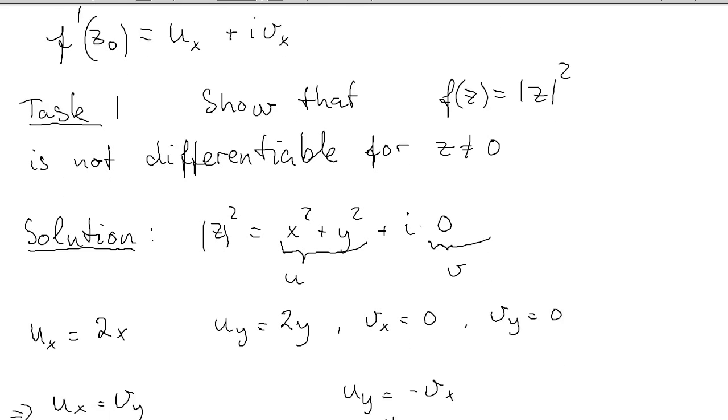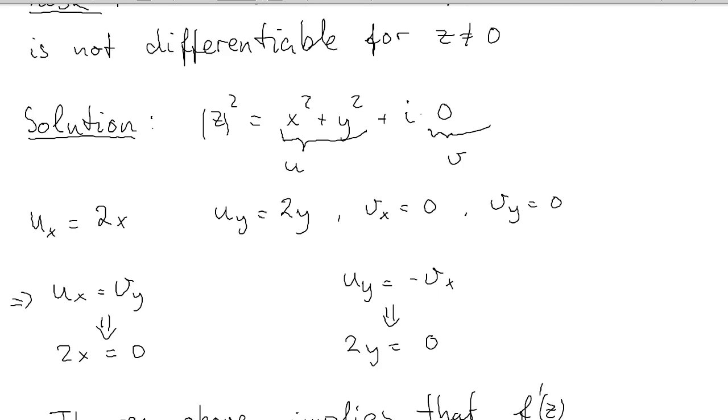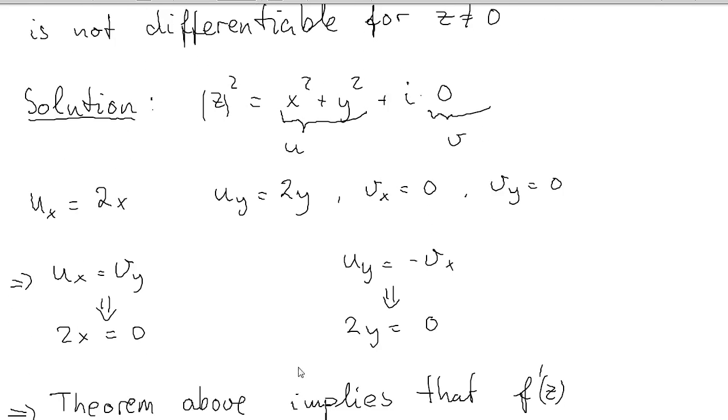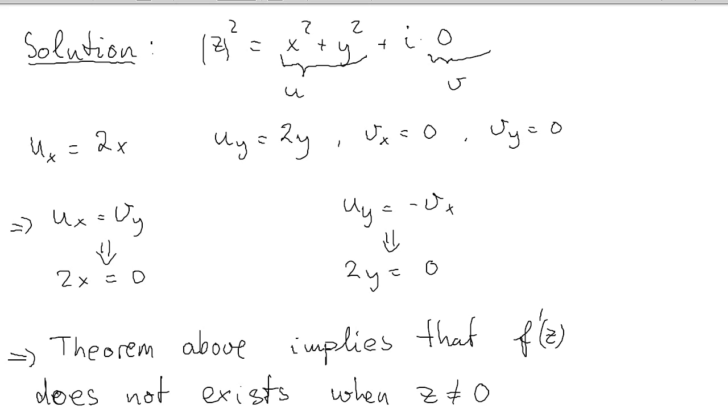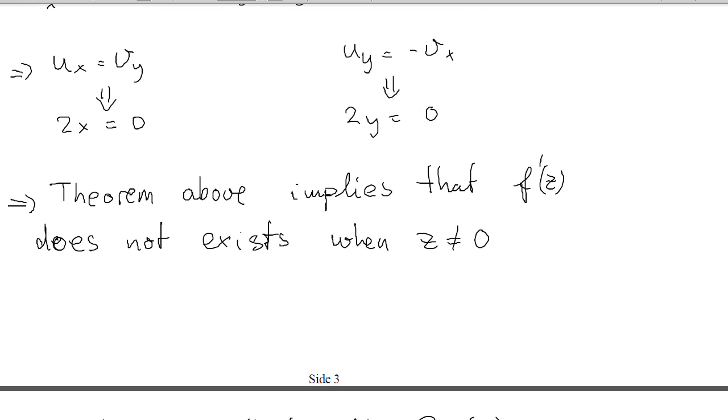So in order to have the Cauchy Riemann equations fulfilled, we must have the following: 2x must be equal to 0 and 2y must be equal to 0. So the above theorem implies that the derivative does not exist when z is different from 0. Because in the case z equal to 0, then x and y must also be equal to 0. So then the Cauchy Riemann equations are fulfilled.